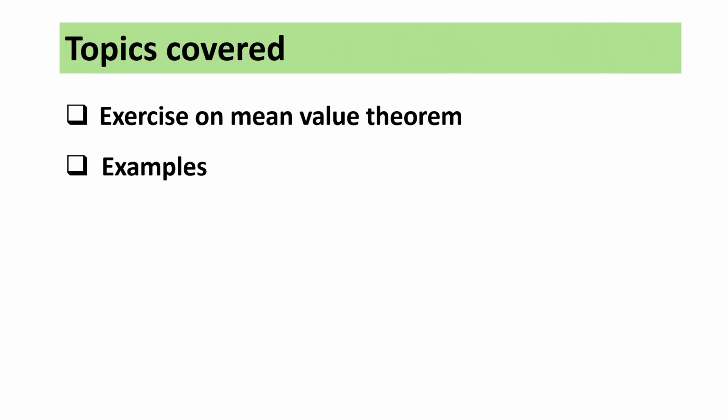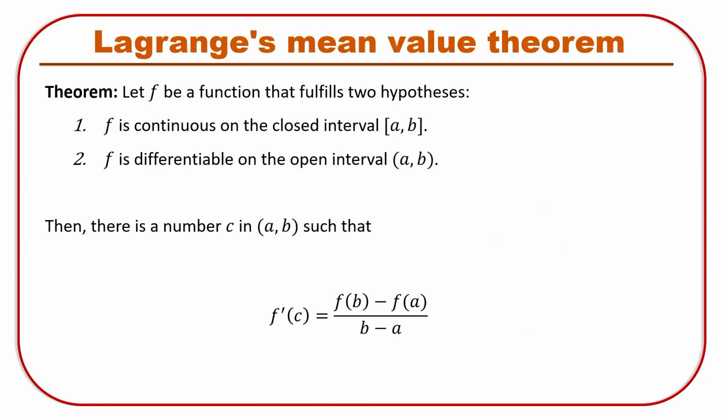So let us first recall the Lagrange mean value theorem. It says that let f be a function that fulfills two hypotheses. So f is a real valued function from a closed interval [a, b] to R, such that f of x is continuous in the closed interval [a, b] and differentiable in the open interval (a, b).